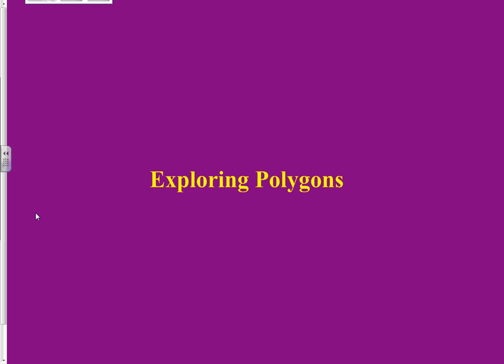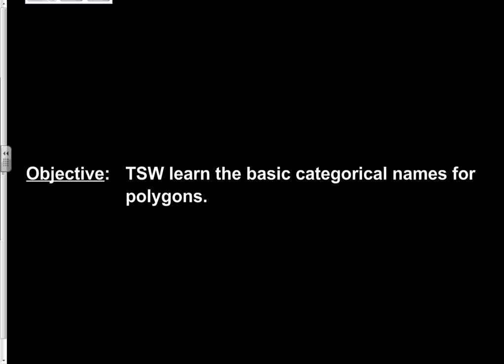Tonight's notes for Wednesday's class are covering exploring polygons. So let's get started. Our objective for this evening will be: the student will learn the basic categorical names for polygons. Again, you're going to see a lot of review, some things that you've known from the past. Okay, but copy down your objective, and as I said, this is for Wednesday's class, so your date is October the 30th. As always, anytime you need more time, press pause and then hit play when you're ready to move on.